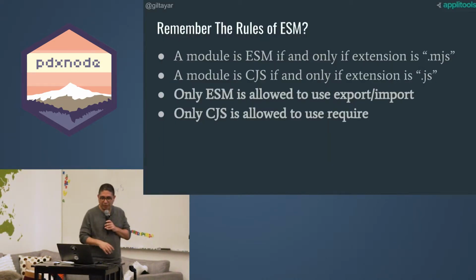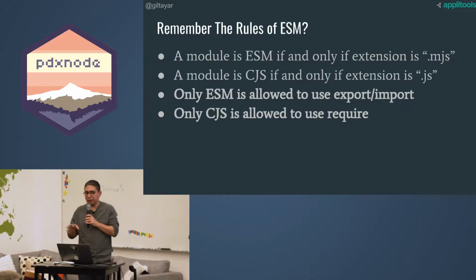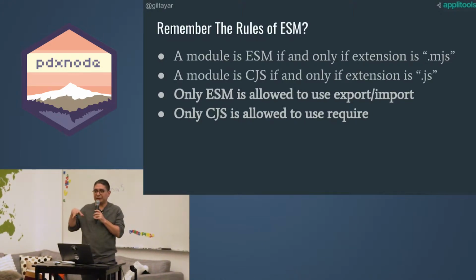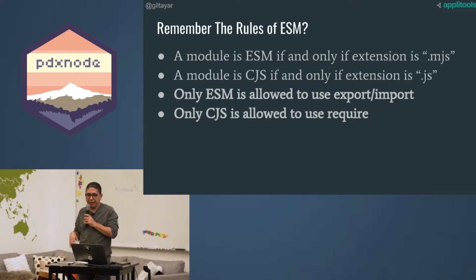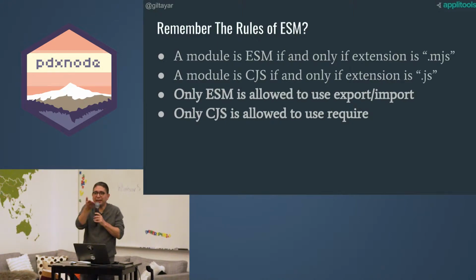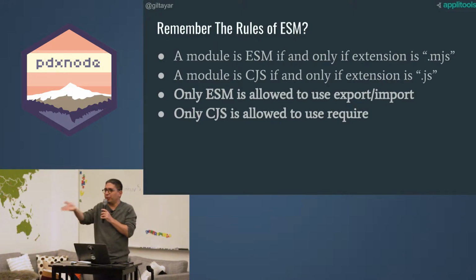Ouch. Okay, remember the rules of ESM. A module is ESM if and only if the extension is MJS, and a module is CJS if and only if the extension is JS. And only ESM is allowed to use export-import, and only CJS is allowed to use require. And I can require only a CJS module. So how can an ESM module import a CJS? How can an MJS file import a JS?